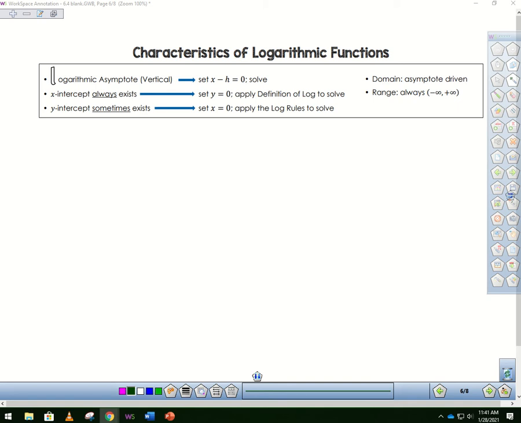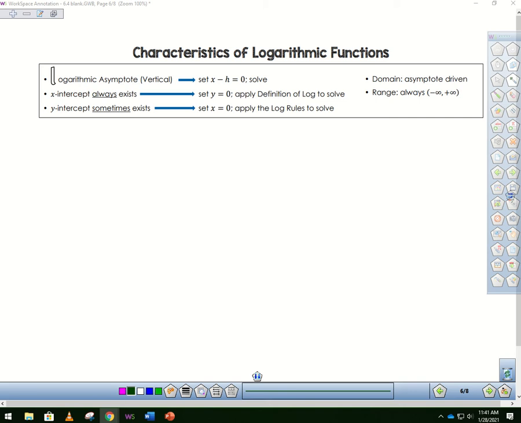All right, so these are some characteristics of a logarithmic function when it's graphed. A logarithmic asymptote is vertical. Now keep in mind that a logarithmic function is an inverse of an exponential function, so it's going to have the opposite of everything. With an exponential function, the asymptote is horizontal. With a logarithmic function, the asymptote is vertical.